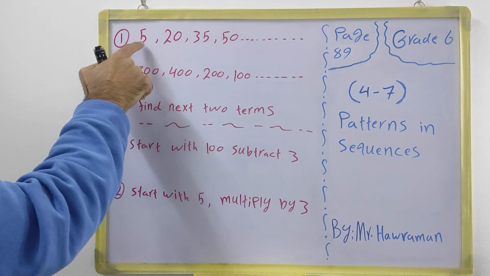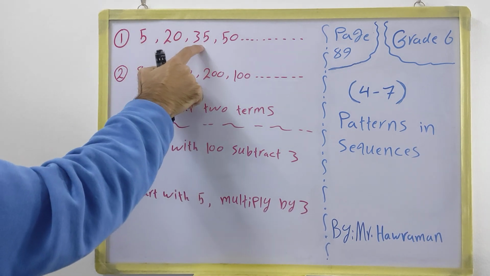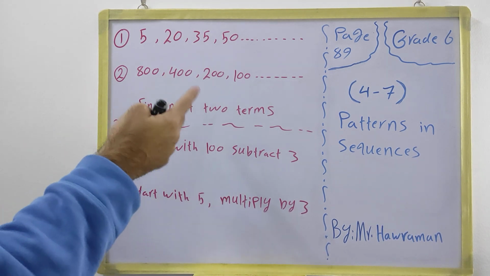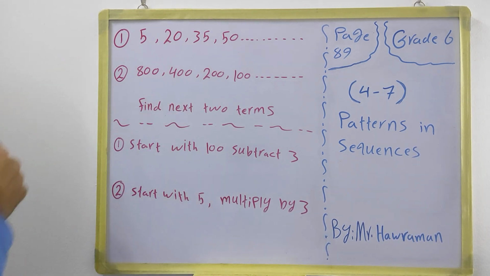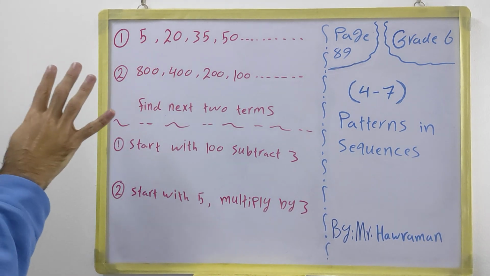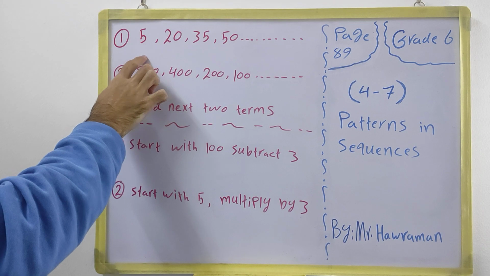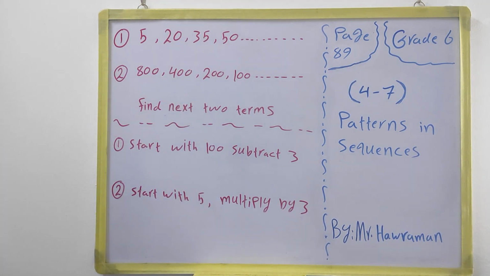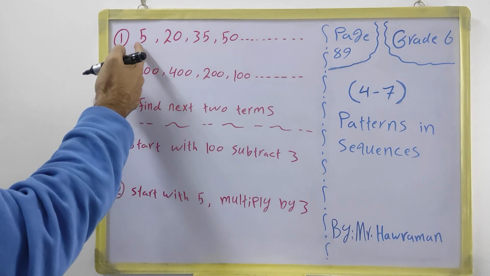Each one of them is one term. This is the first term, second term, third, fourth term. We need to find two more terms, but at first we have to find the rule. The rule, from these numbers we will find out. Always we have the operations: multiply, divide, plus, minus. We have these four. One of them is used for this one.